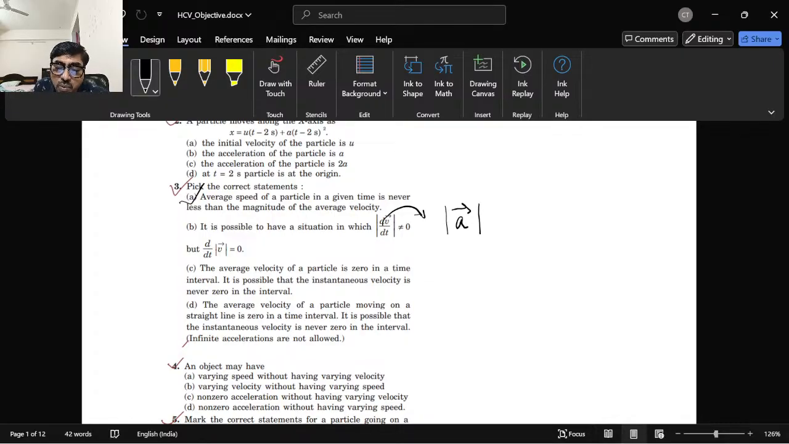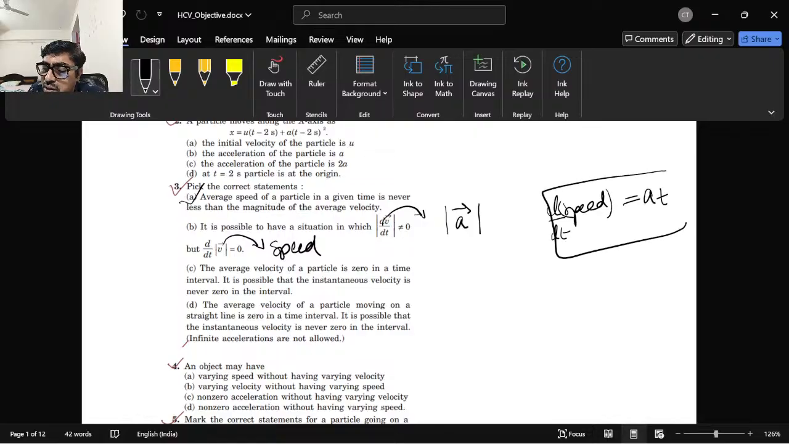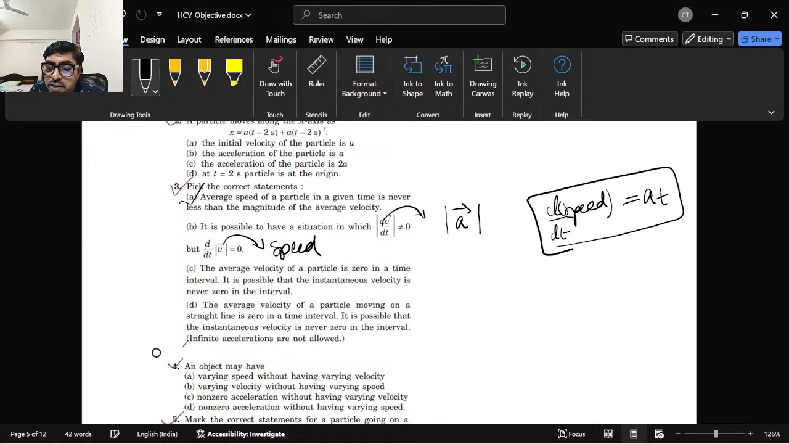That's all right. But here what is it doing? First he is taking the magnitude. When you take the magnitude of velocity, you are getting speed. Rate of change of speed is not acceleration. Rate of change of speed is only the tangential component of acceleration. In 1D motion both are equal, but in general, if you go for 2D motion, rate of change of speed is different from rate of change of velocity.